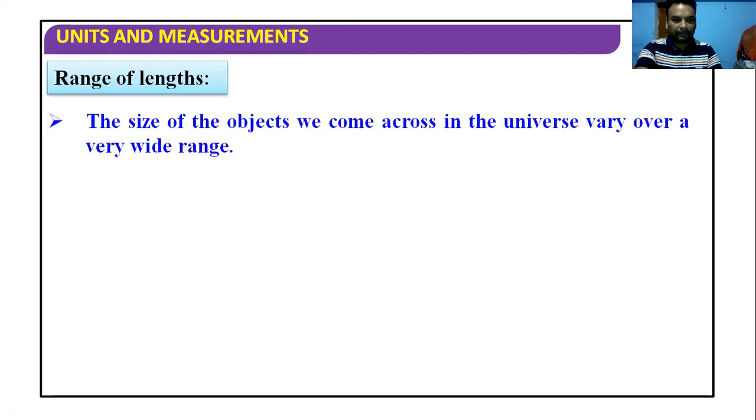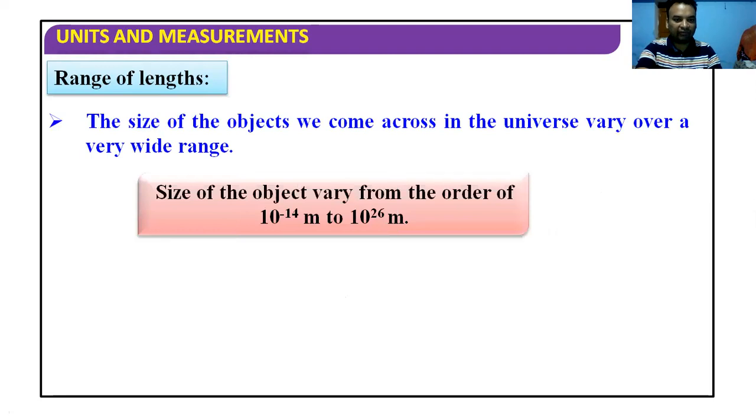Range of length. The sizes of objects we come across in this physical world have the range 10 raised to the power minus 14 meter to 10 raised to the power 26 meter. 10 raised to the power minus 14 meter is the size of the nucleus inside the atom. 10 raised to the power 26 meter is the size of a body similar to the size of the universe, or it may be the size of any very big galaxy.